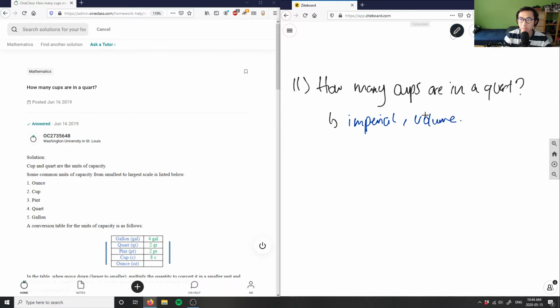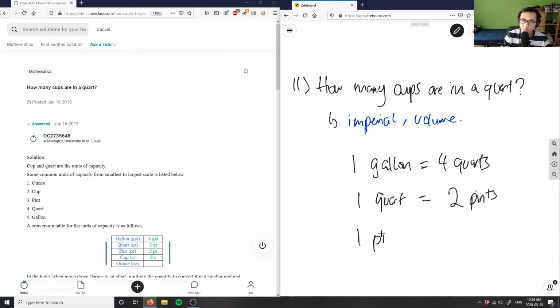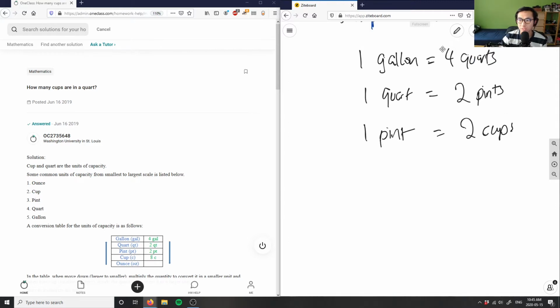So again, I can write down my conversion factors here. I know that 1 gallon equals 4 quarts, and that's the unit of interest here. 1 quart equals 2 pints, and 1 pint equals 2 cups. So given that information, I'm simply going to convert quarts into cups, right? So given this information, I can do my unit analysis now, right?